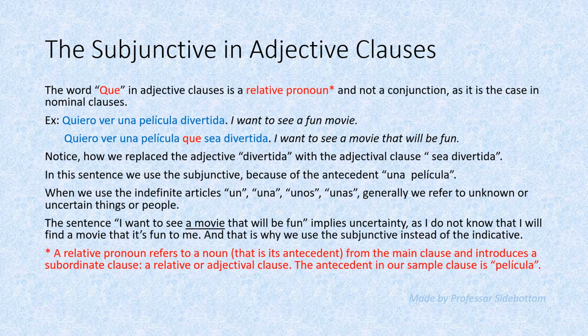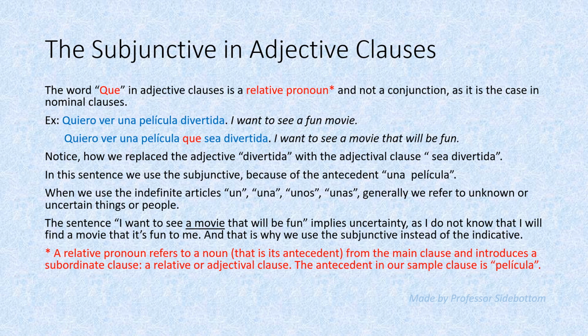When we reviewed the use of the subjunctive at the beginning of this video, we mentioned the conjunction que that must be present in order to connect the main clause to the subordinate clause. Now, in the adjective clauses, the word que is a relative pronoun and not a conjunction anymore, as it is in the case of nominal clauses. Here is an example. Quiero ver una película divertida. I want to see a fun movie. This statement becomes quiero ver una película que sea divertida. I want to see a movie that will be fun.